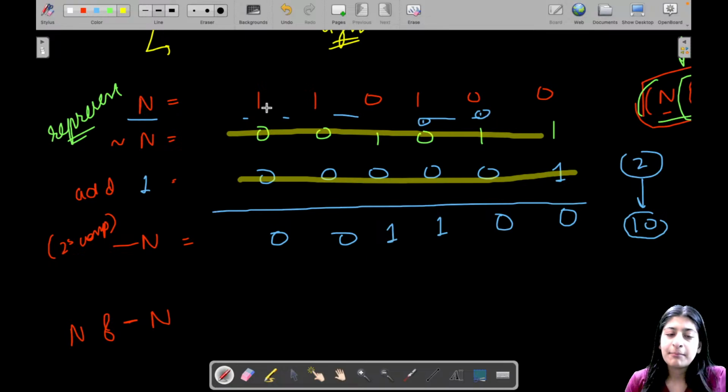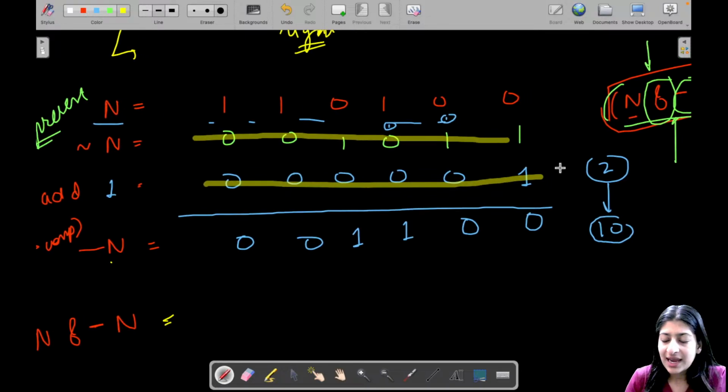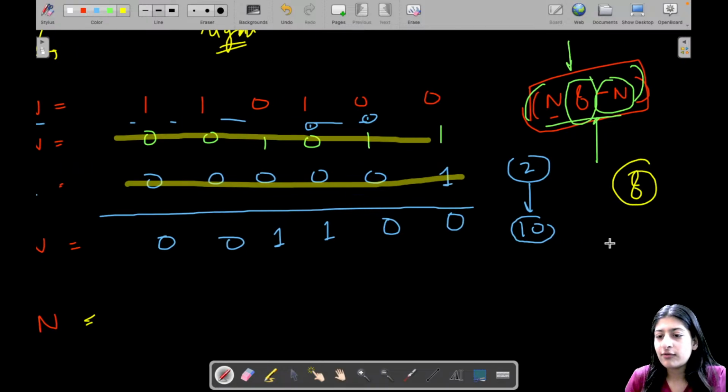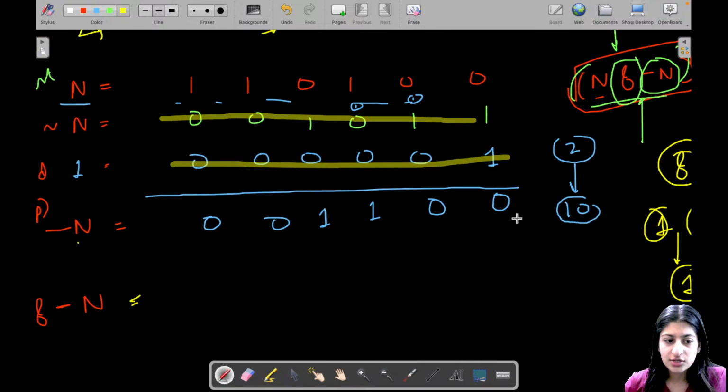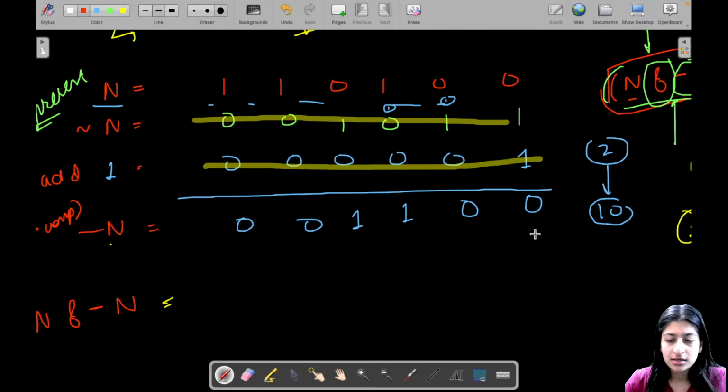Now we want to do bitwise AND operation on n and 2's complement of n. So what will it be? See, starting from the rightmost bit. In bitwise AND, whenever you have two bits of 1, only in that case you get 1. In other cases it is 0, right? So 0 0 becomes 0 0, this 0 is 0, this 1 and 1 is going to be 1, this 0 and this 1 is going to be 0, this 1 and this 0 is 0, this 1 and this 0 is 0.